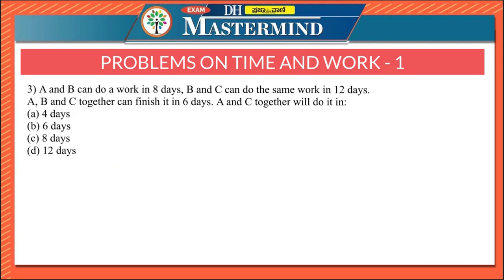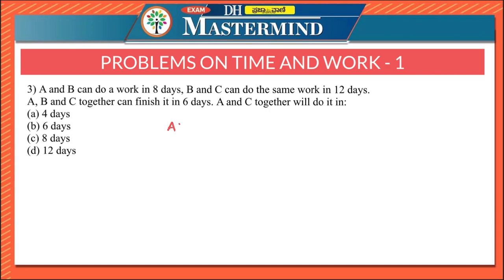Third question says A and B can do a work in 8 days. B and C can do the same work in 12 days. A, B and C together can finish it in 6 days. A and C together will do it in? So let us first of all jot down the data given.